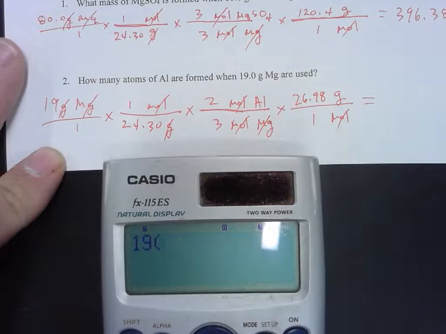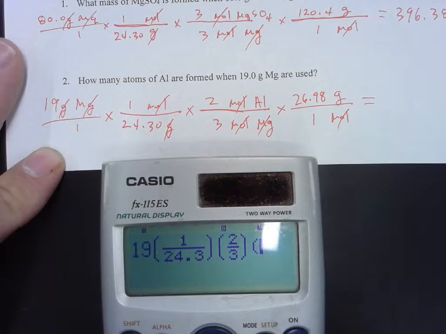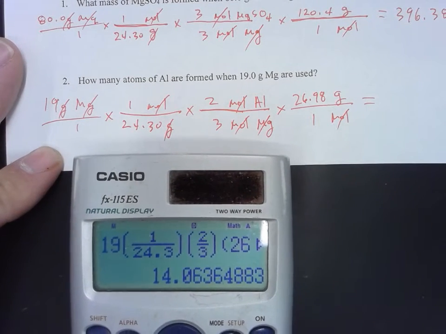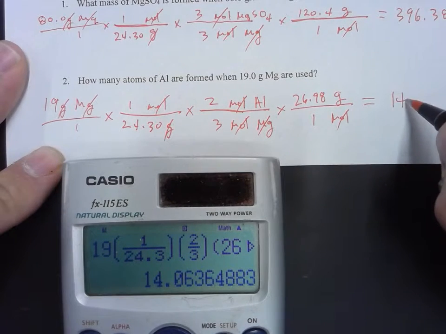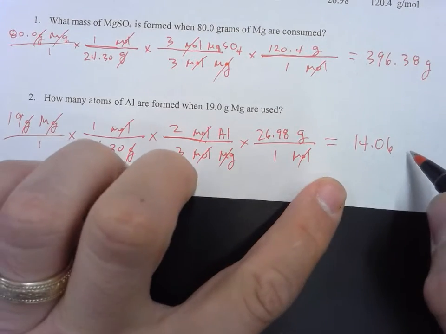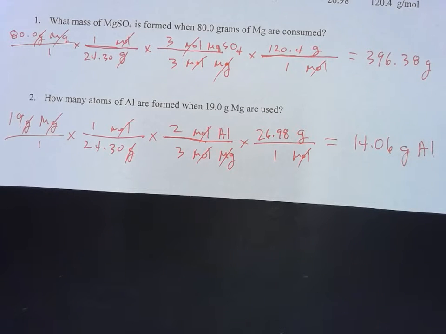19 times 1 over 24.30 times 2 over 3 times 26.98 equals 14.06. That is my final answer. Okay, that's my final answer. Oops, that's not my final answer. Grams of aluminum. Alright, now that's my final answer. And that concludes the solutions videos.